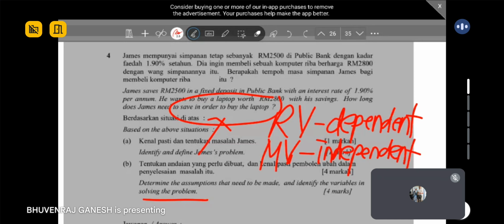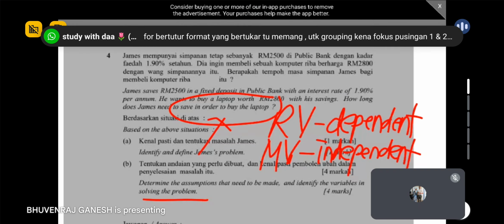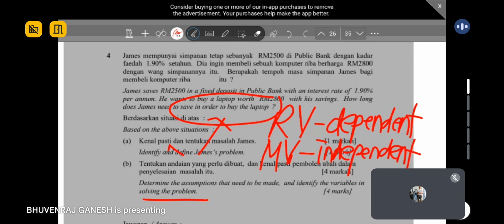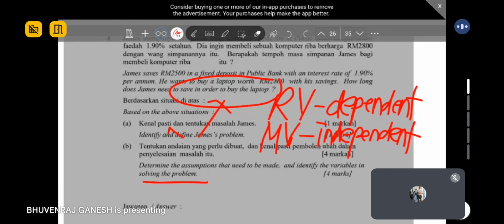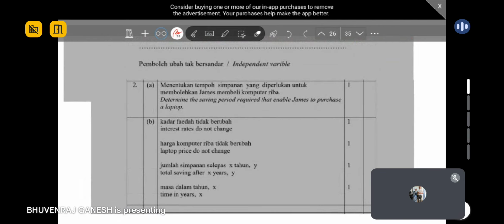Your time will influence how long you save. I mean, how much you save. Masa tu akan pengaruhi jumlah yang kamu jimat. So jumlah yang kamu jimat tu adalah pemboleh ubah bersandar, dependent variable, responding variable. So that's why the answer is like this. Jawapan dia adalah yang ni.